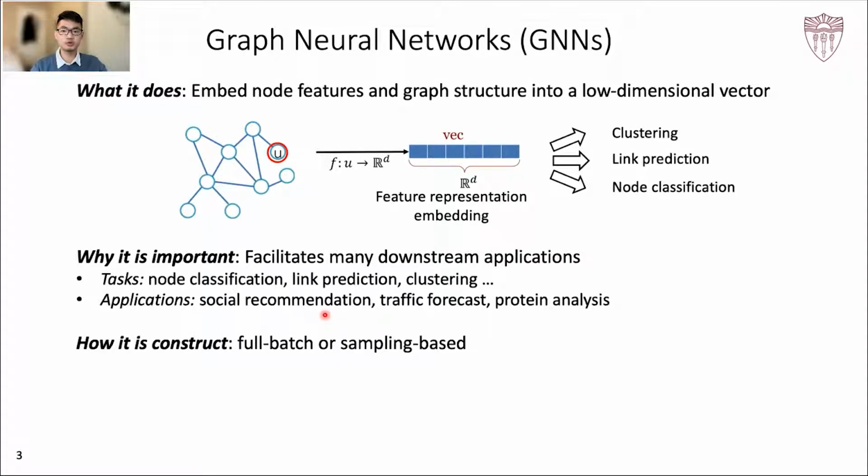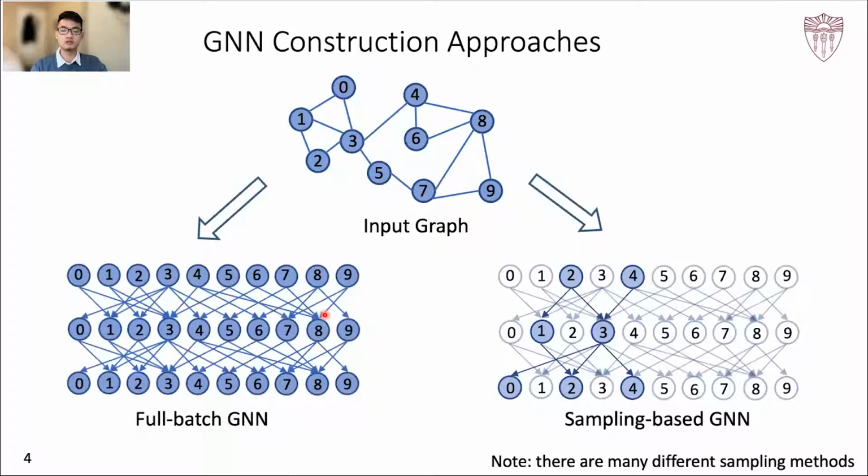There are two major approaches to construct a graph neural network. The first one is very intuitive. Given an input graph, we can take all the vertices and edges to construct a full batch graph neural network. But this approach is inefficient as the graph grows larger, because it is very hard for a full batch GNN to fit into GPU memory, and this slows down the training.